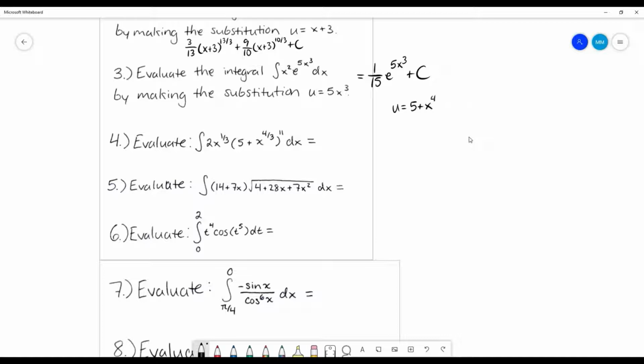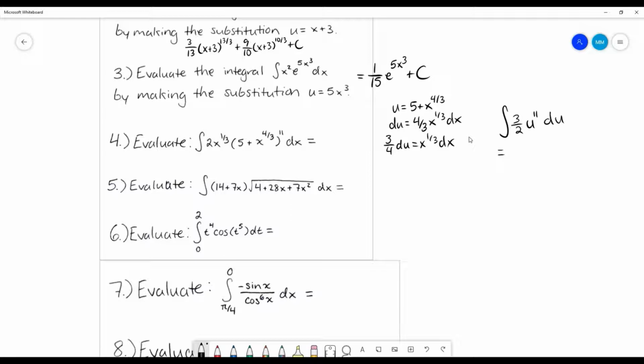It's going to be that 5 plus x to the 4/3, which makes our du, just like I said, that 4/3 x to the 1/3. Now, I'm just going to divide this off, so it's going to be 3/4 du equals that x to the 1/3 dx, which now makes our integral. When I go back and plug things in, I can plug this in for that x to the 1/3. So it's going to be 2 times 3/4, so I'm just going to do 6/4. And of course, there's not a u there. That du we always want to write at the end. And then this here is now times u to the 11th, and there goes our du. And actually, I'm going to reduce that 6/4 to be 3/2 because it's just a little easier to work with.